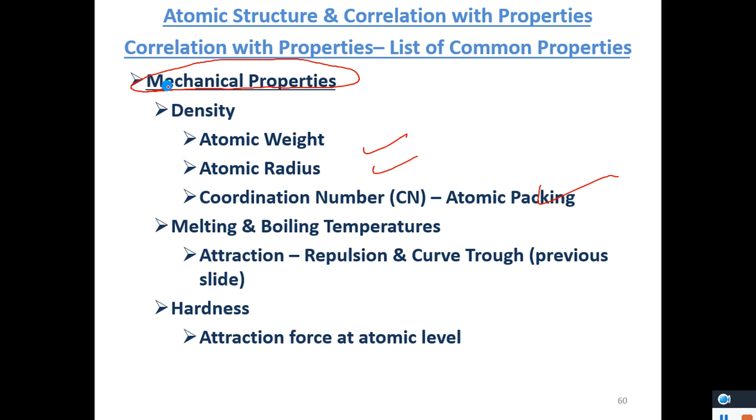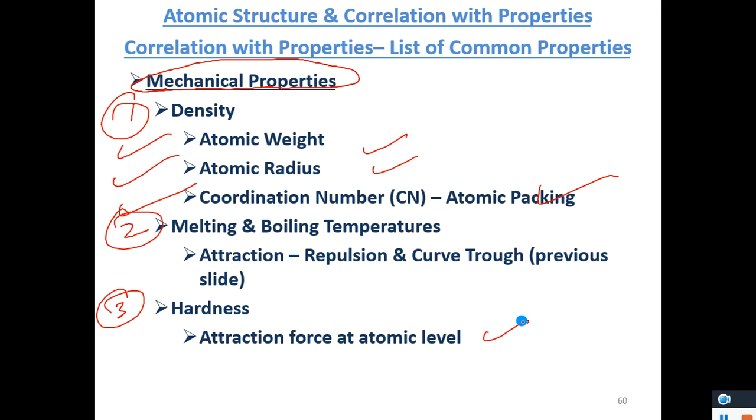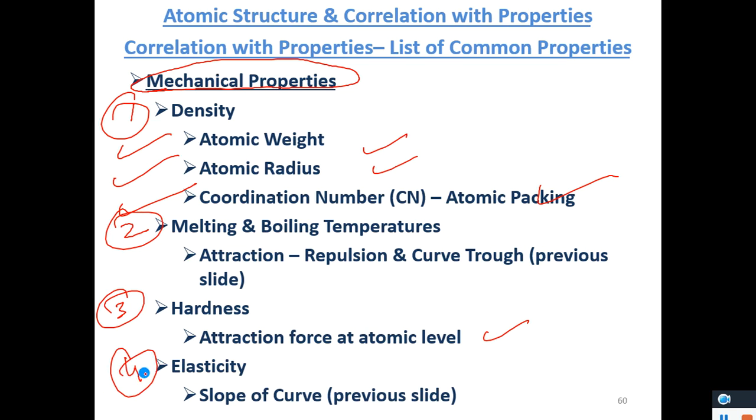If we look into mechanical properties, for example the first property, density, it depends upon atomic weight, radius and coordination number. The second mechanical property, melting and boiling point, depends upon attraction and repulsion of the curve through. The third property, hardness, also depends upon the attraction force at the atomic level. The fourth mechanical property is elasticity, which depends upon the slope of the curve. So this is the importance of the energy curve, you can see.